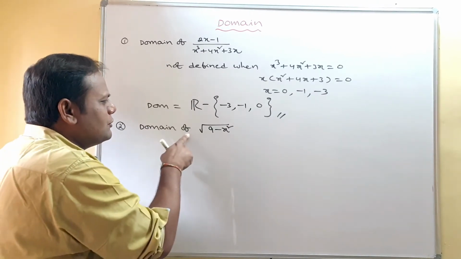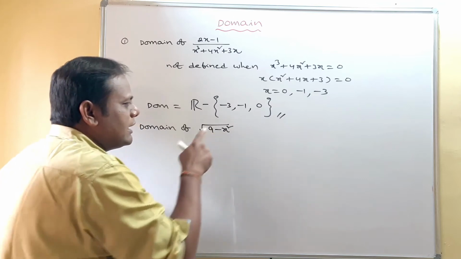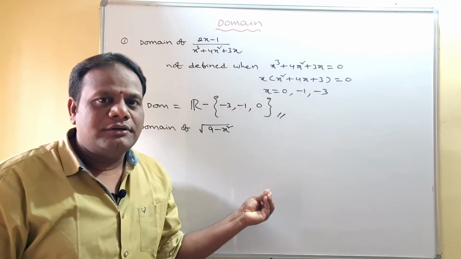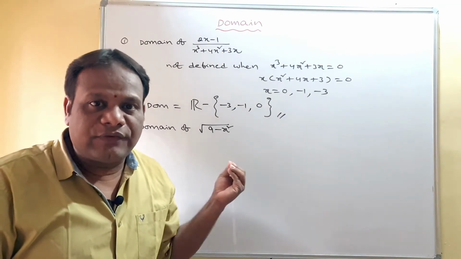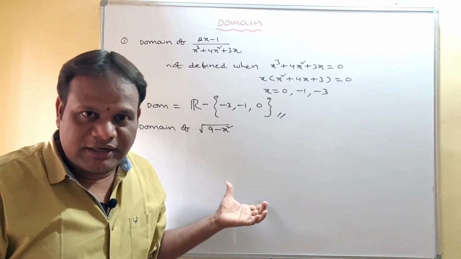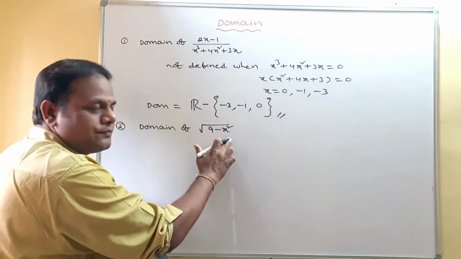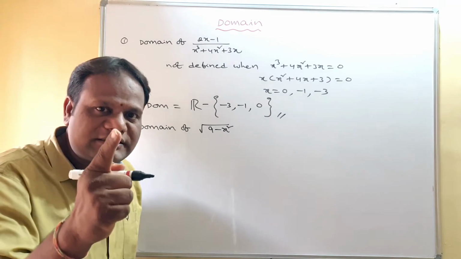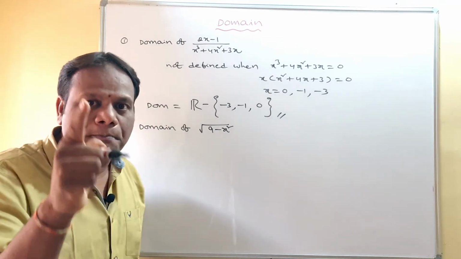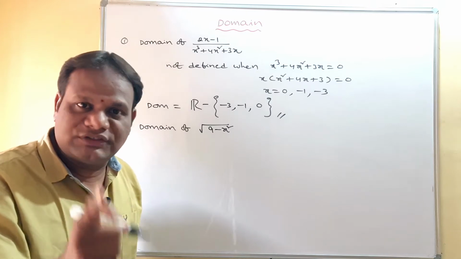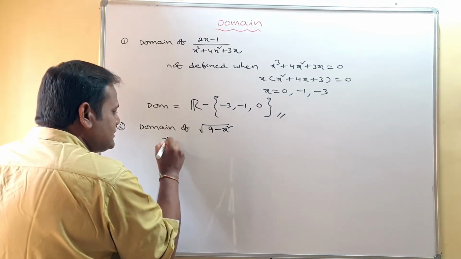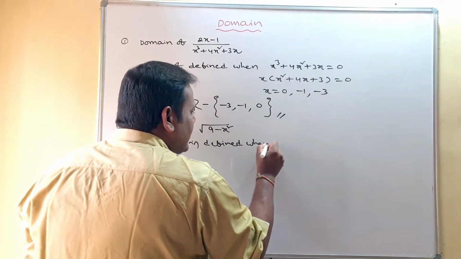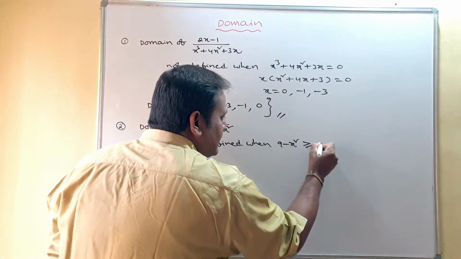They are asking the domain of square root of 9 minus x square. Listen carefully. Domain means what? We have to find the values of x where the function is defined. So here you see that in the root we have 9 minus x square. When a root function is defined, the value in the root must be greater than or equal to 0. So now this is defined when 9 minus x square is greater than or equal to 0.